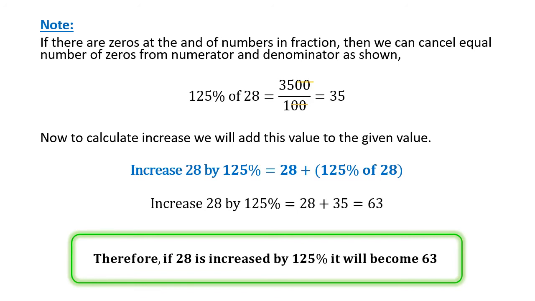If there are zeros at the end of numbers in a fraction, then we can cancel an equal number of zeros from the numerator and denominator as shown. After simplification we have 125% of 28, that is 35. Now to calculate the increase we will add this value to the given value, as shown in steps. Therefore, if 28 is increased by 125% it will become 63.